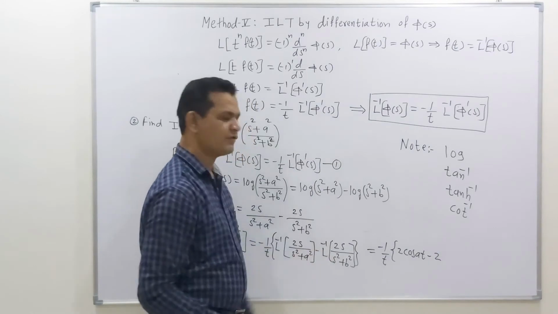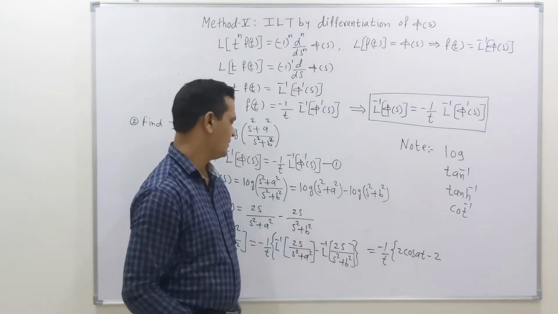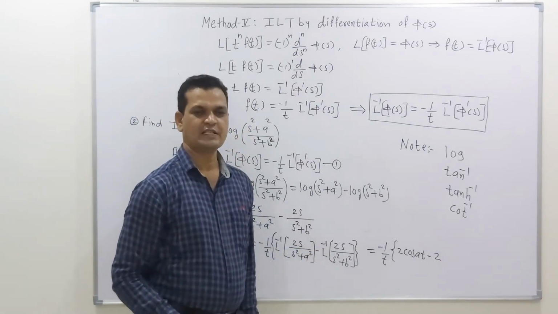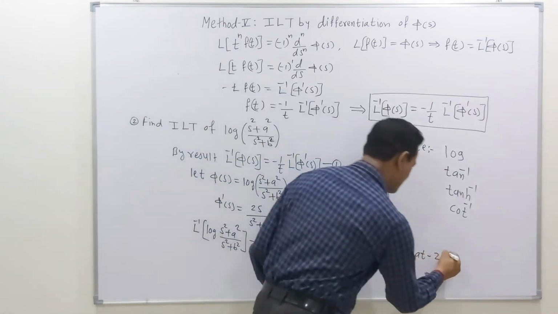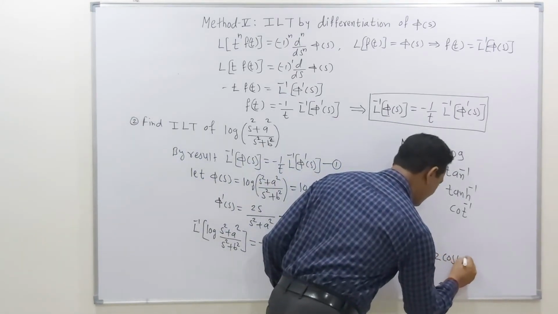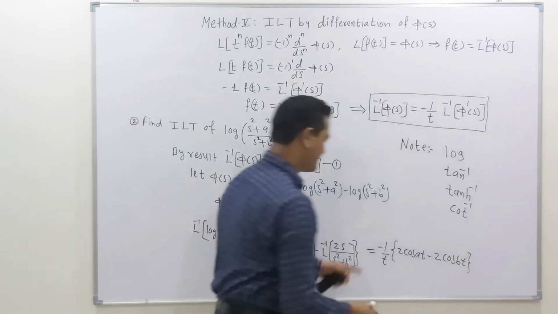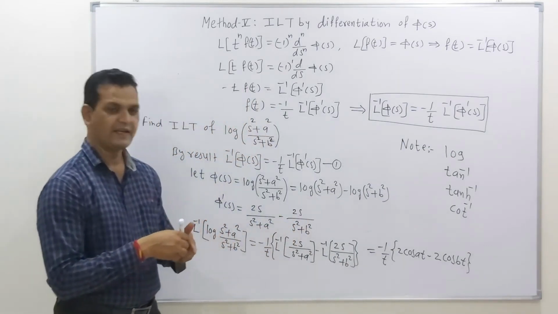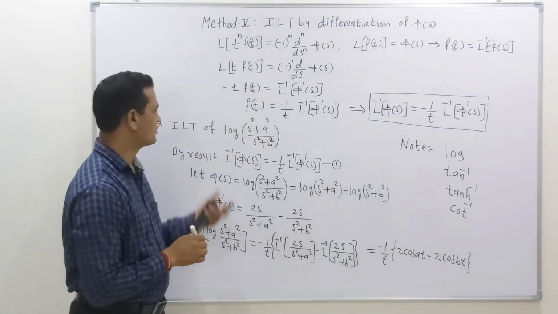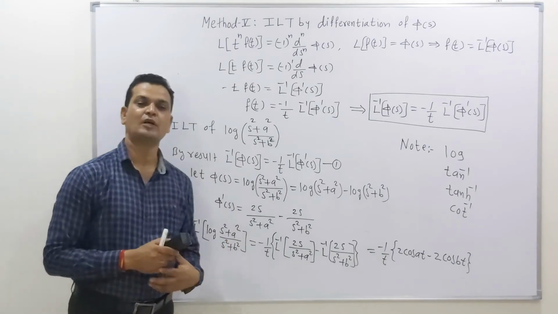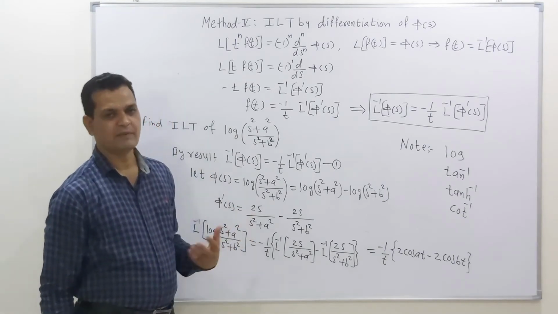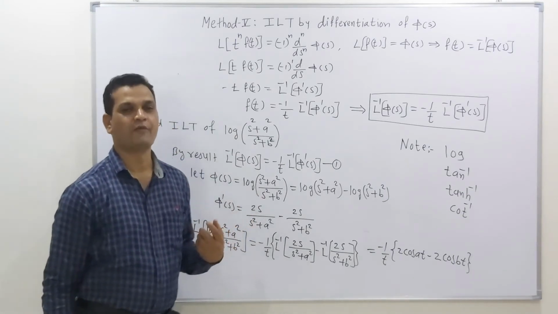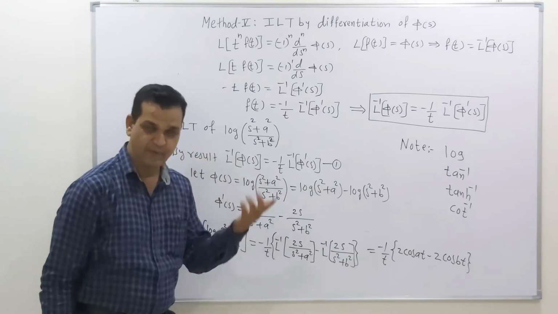Again from this equation, minus 2 is constant. Inverse Laplace transformation of s upon s square plus b square is in our standard form, cos of bt. Now friends, after taking 2 common, we will get the final answer to this question. So in this way, we can easily solve the example based on the inverse Laplace transformation by differentiation of phi of s. So once again, repetition.